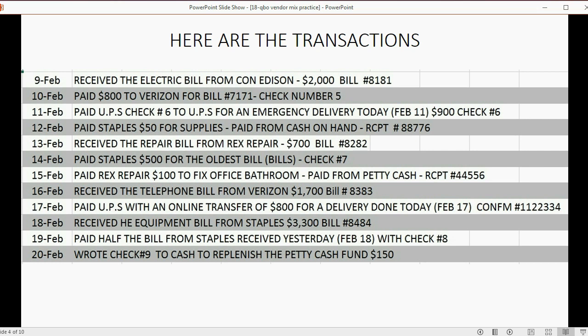Here are the transactions that you're supposed to record for this exercise. You can pause the video in this position and then read the transactions one by one as you record them into QuickBooks. Be very careful, and you might have to refer back to a previous video to make sure you're doing them correctly.